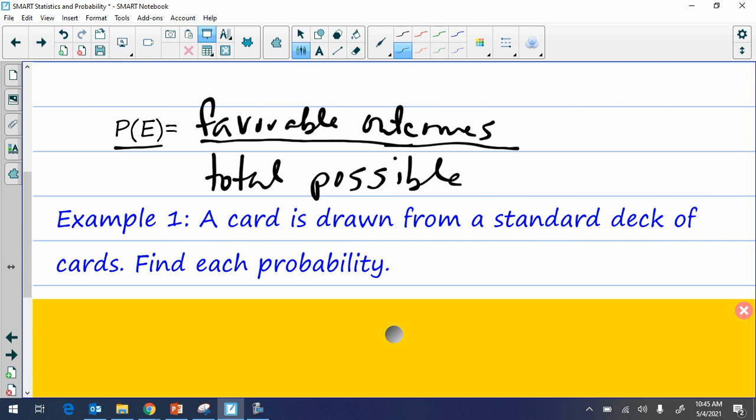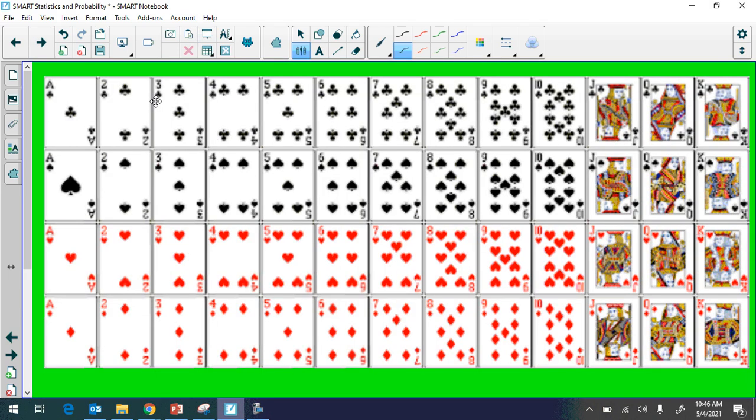So it says a card is drawn from a standard deck of cards. Find each probability. Before I show us the probabilities, let's look at what a standard deck of cards looks like. I realized a couple of years ago when I was working through some problems like this, there are some kids that don't know what a deck of cards looks like. So this is a full deck of cards. There are 4 suits. We've got clubs, spades, hearts, and diamonds. Clubs and spades are both black suits. Hearts and diamonds are both red suits.